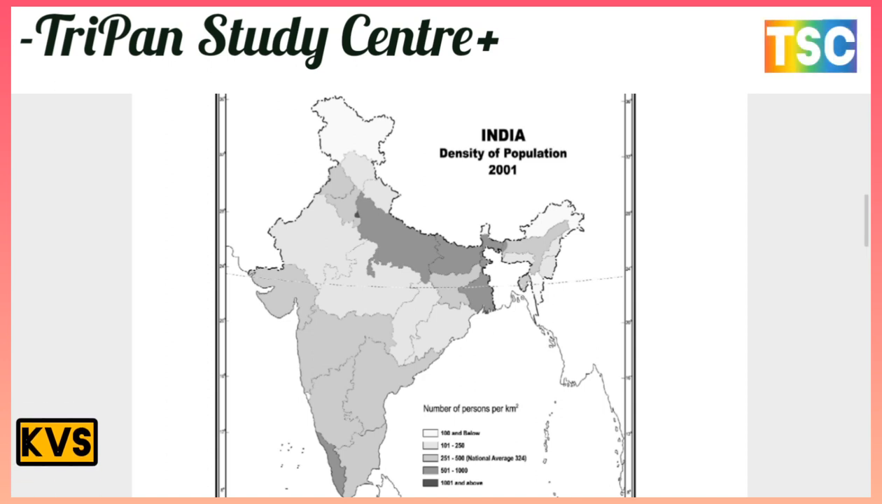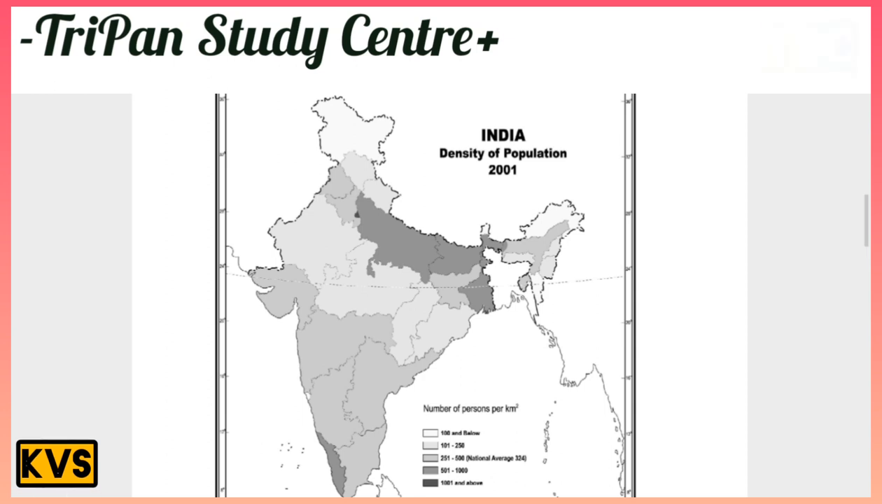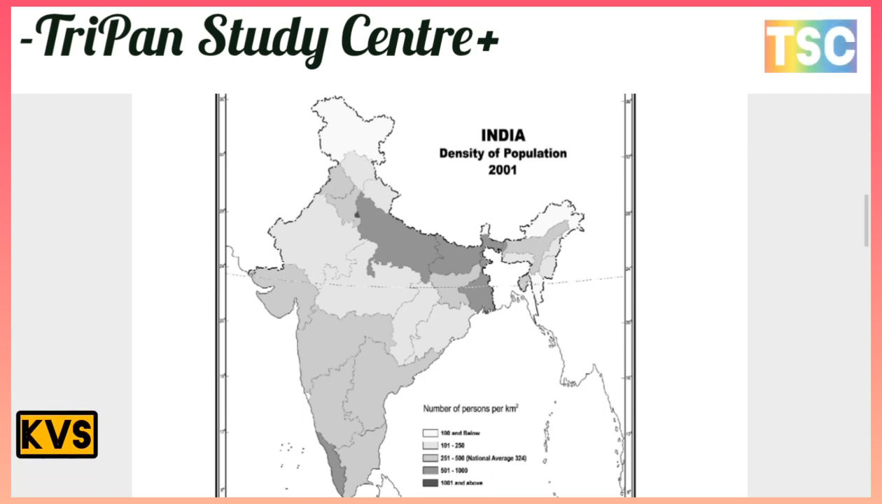1000 and above persons per kilometer live here. But 500 to 1000 is the area most important in Uttar Pradesh, Bihar, Calcutta and Kerala. There is a very dense population here. Then 251 to 500 is the national average.